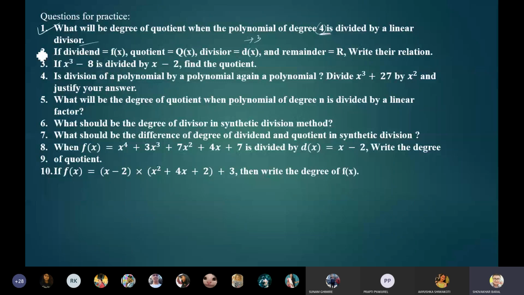And the next one. Similarly, you just see these questions. If you have any problem, then we'll discuss.